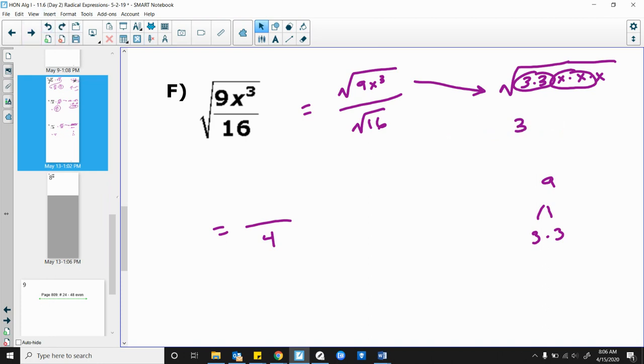Now we're just going to have 3x and then radical x on the bottom. Okay, so 9x to the third ends up then equaling 3x over x. So I'm going to come down here and I'm going to write 3x square root of x. Sorry, I've just been messing up my words today. So we get 3x radical x over 4 as the simplified version of 9x to the third over 16.